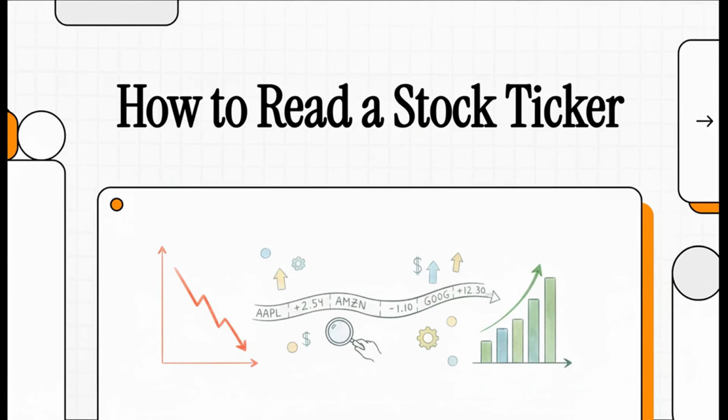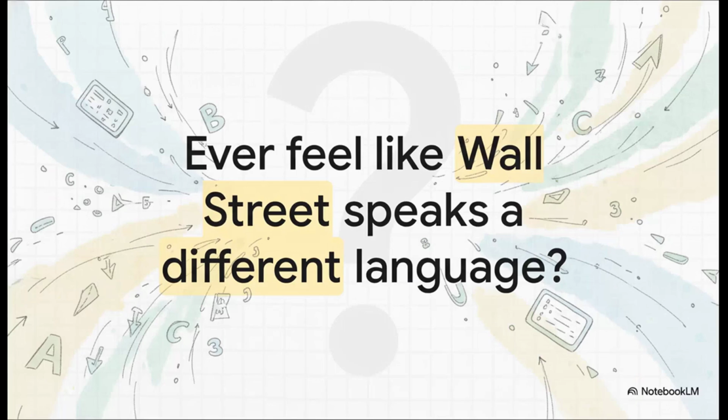Welcome to The Explainer. Today, we're going to crack the code on one of the most famous symbols in the financial world, the stock ticker. We're going to break down that scrolling line of numbers and letters so you can read it like an absolute pro. You know that feeling when you glance at a financial news channel and just see that endless scroll of letters and numbers whizzing by?